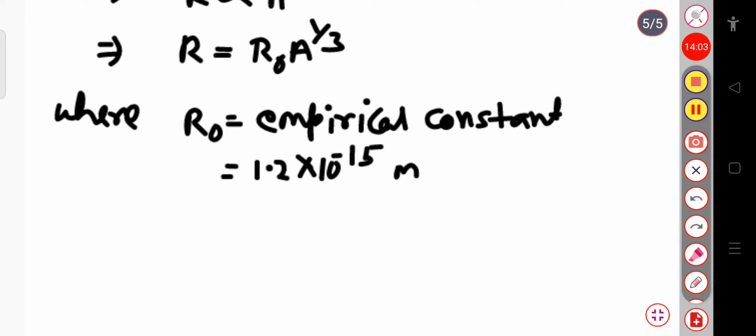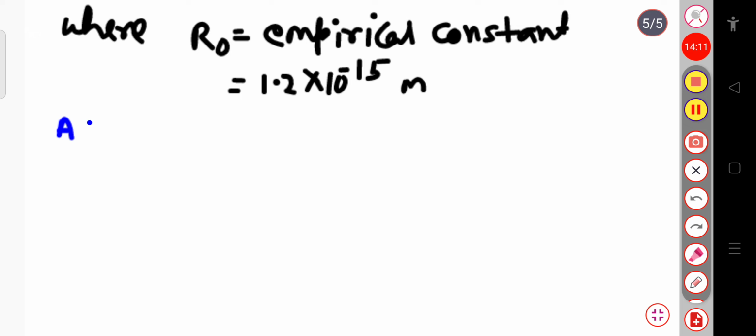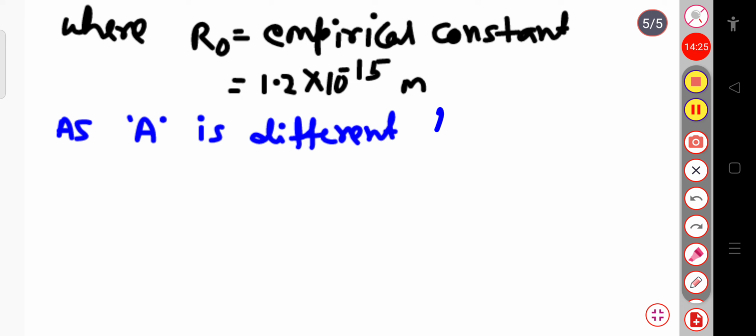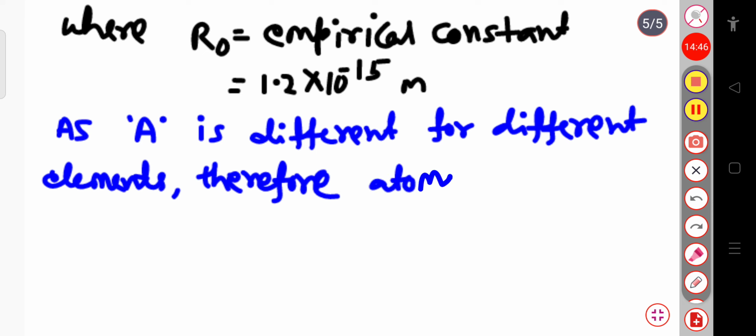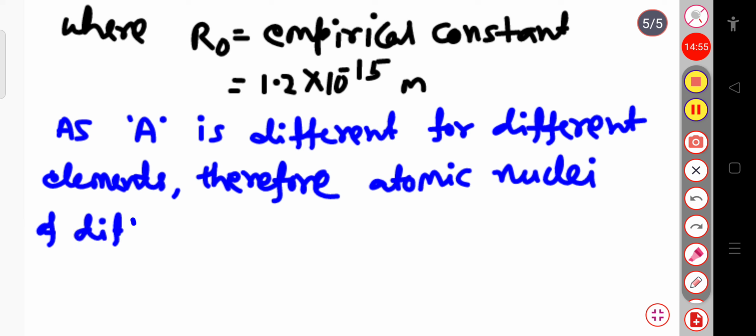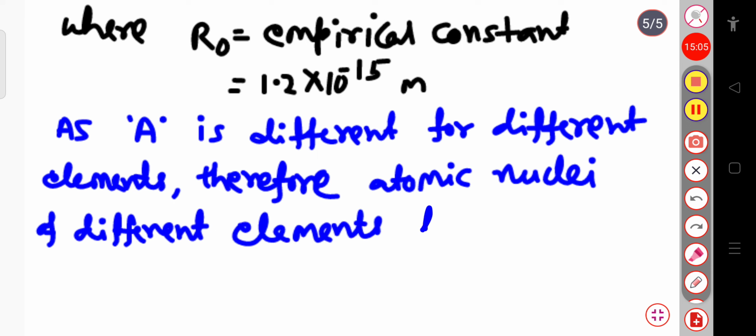So here we can say, again, let me write. Also we can say, as A is different, that is atomic mass is different for different elements, therefore atomic nuclei of different elements have different sizes.